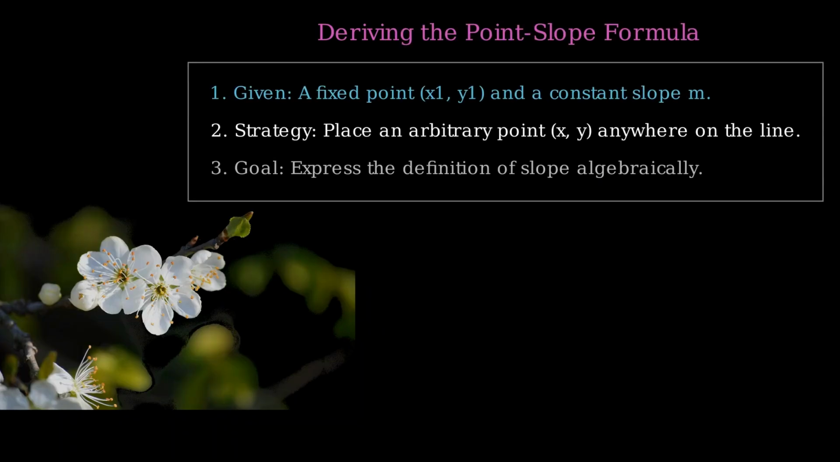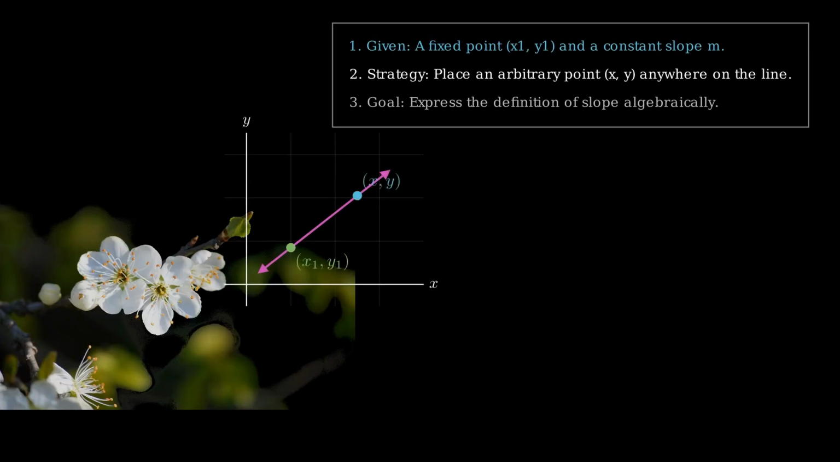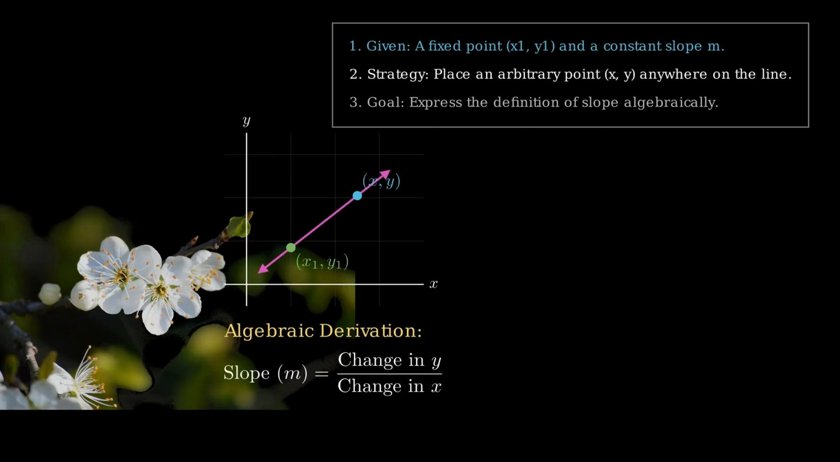If we know the slope m and a specific point x1, y1 on a line, we can determine the complete equation of that straight line. Let's geometrically derive why the point slope formula works from the fundamental definition of slope. By definition, the slope m between any 2 points on a line is the change in y divided by the change in x. For our fixed point x1, y1, and the generic point x, y, the slope can be expressed as y minus y1 divided by x minus x1 equals m.